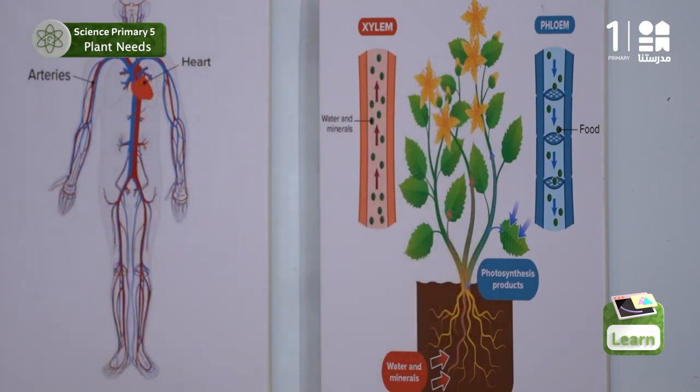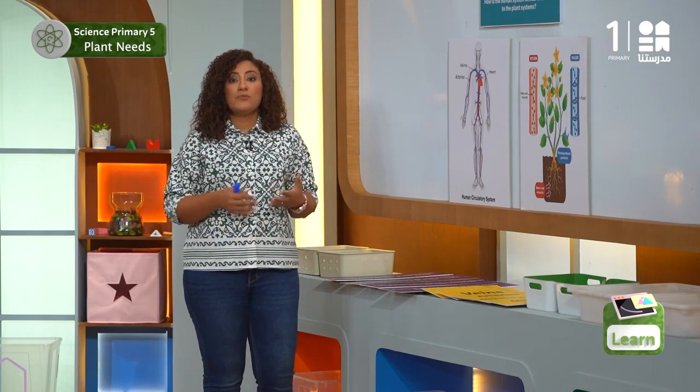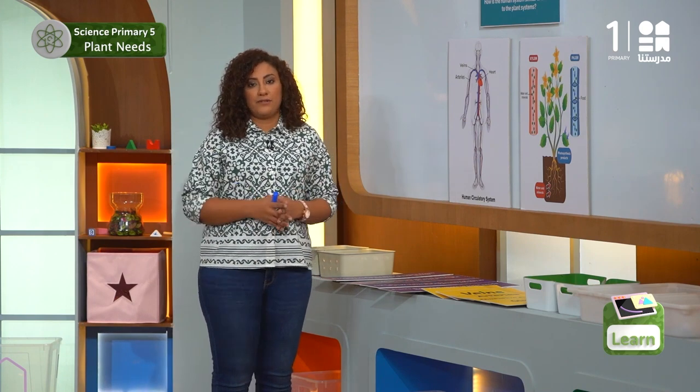Now you can record the most important similarities and differences between the parts of plants and humans in the Venn diagram in your book.